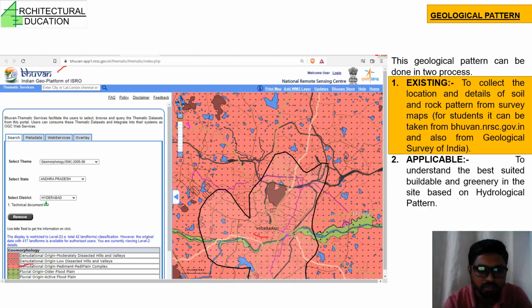That is of denudational origin, pediment, pediplain complex. Now, if you want to go into detail, you can actually find out the morphology on which it has been labeled over here.